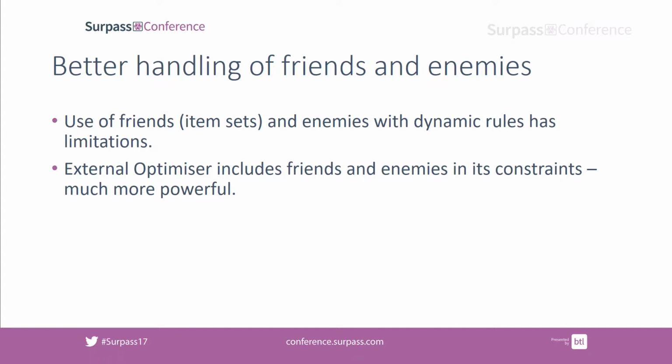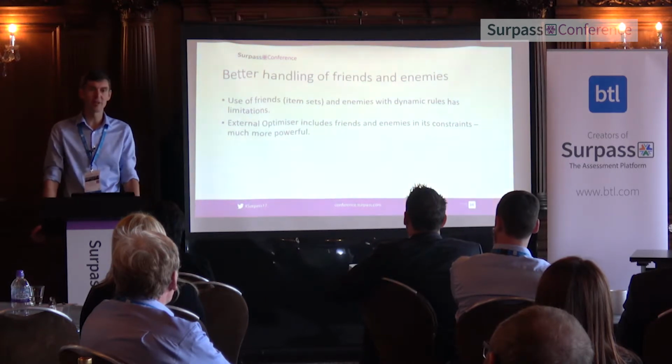We've also built in better handling of friends and enemies. We talked a bit about enemies earlier, so that's items that must never be delivered in the same list. And there's also friends, items that must always be delivered together because they've got context. Say, item 2 refers to your answer in item 1, for example. In the dynamic rules, we've taken a fairly brute force approach where we generate a list of items and then have a look to see whether the friends and enemies have been met. So are there any pairs of enemies? Are all the friends there?